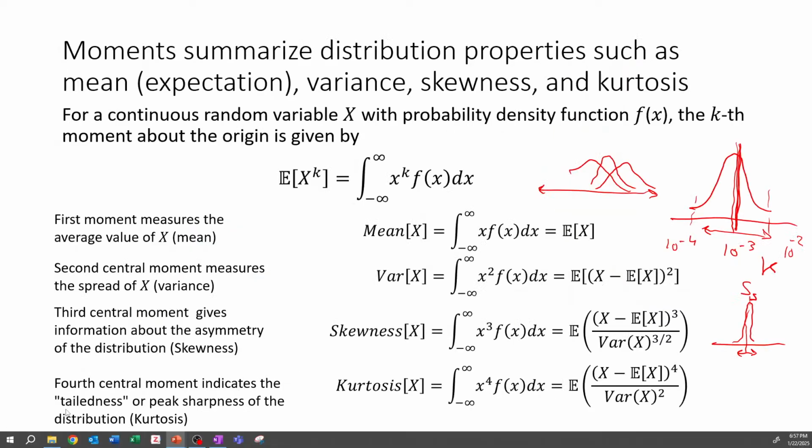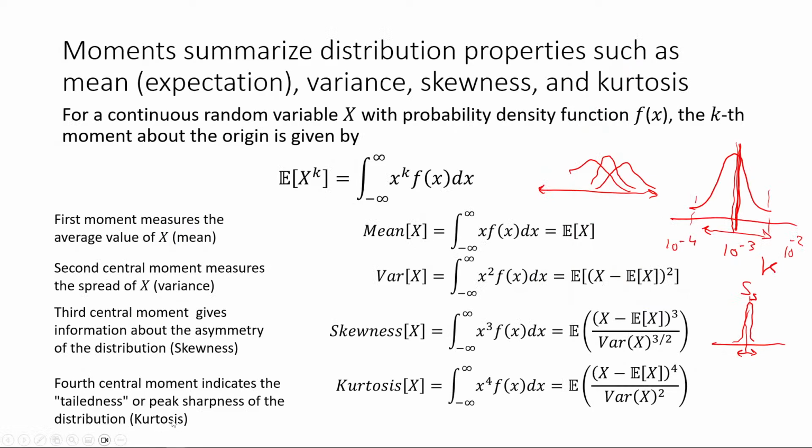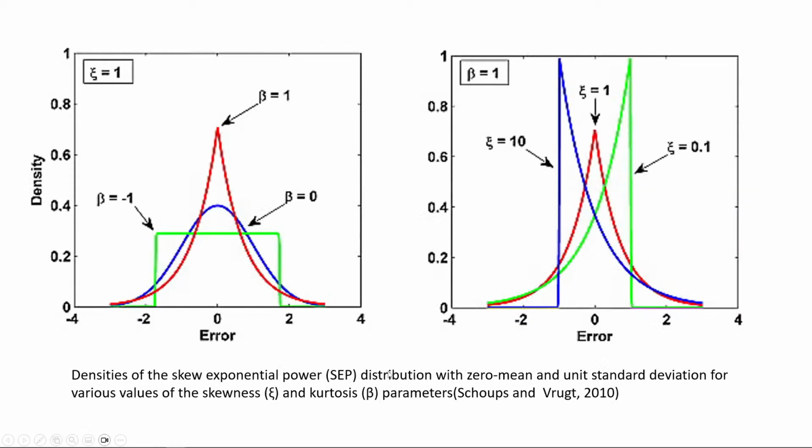Here, this is the kurtosis, like the fourth moment of your function. Basically, if this beta value here is 0, you get a normal distribution. If it is -1, you get a uniform distribution. If it is +1, you get this Laplace distribution.